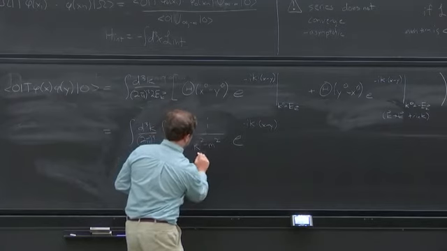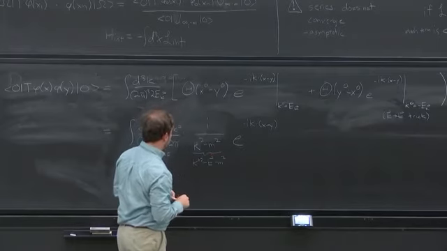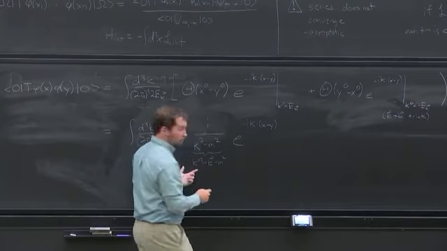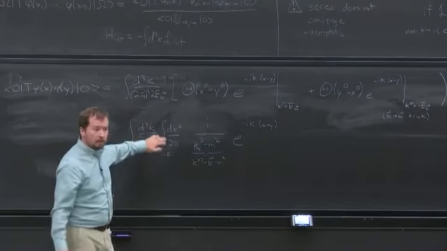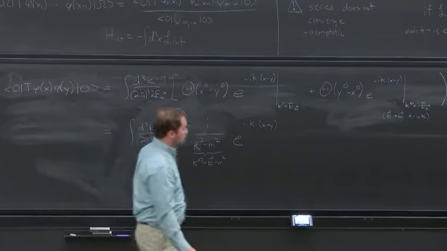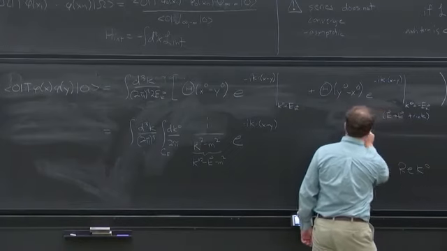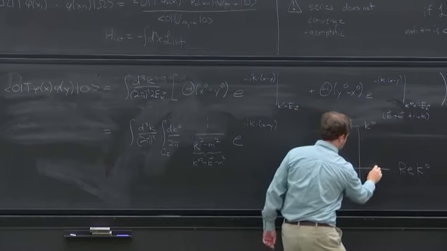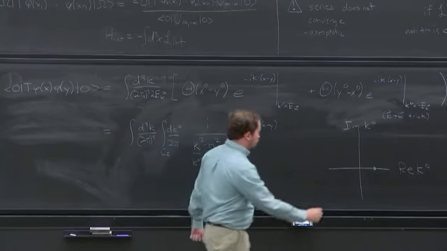k squared minus m squared we can write as k naught squared minus the vector k squared minus m squared, or k naught squared minus ek squared. So thinking about this as a complex integral in the k naught plane, there are two poles. There's a pole at k naught equals ek, and a pole at k naught equals minus ek.